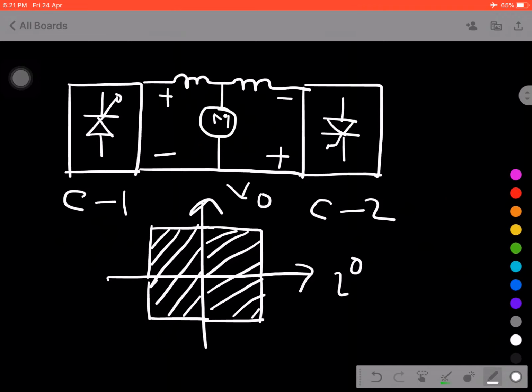For the first quadrant, we know voltage and current both are positive. In this case, the voltage is negative and the current is positive. In the third quadrant operation, the voltage is negative and the current is negative. And in the second quadrant operation, the current is negative but the voltage is positive.